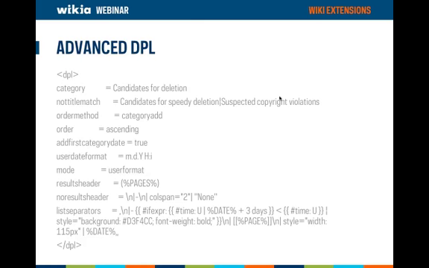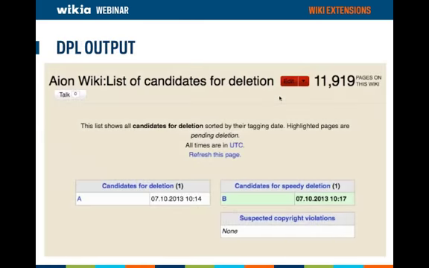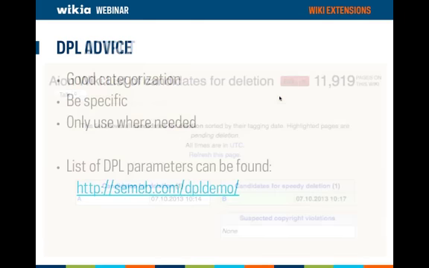So, what will this result in? Here, you can see the table generated from the query in the last slide in the leftmost box. On the page, I actually have 3 DPL queries, including candidates for deletion, candidates for speedy deletion, and suspected copyright violations. This one was created to give users a chance to discuss a page that is tagged for deletion before admins go ahead and remove them.